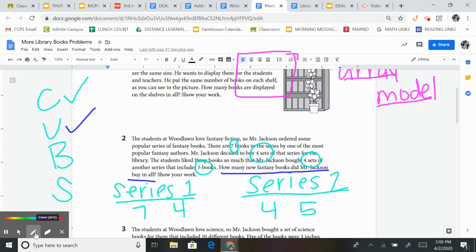So again, let's do red for this. The first one that stands out to me, and that maybe stood out to you in the question, was "in all." We know that whenever we see "in all," we are more than likely going to have to add at some point in this problem. However, think about this if you had sets of books.